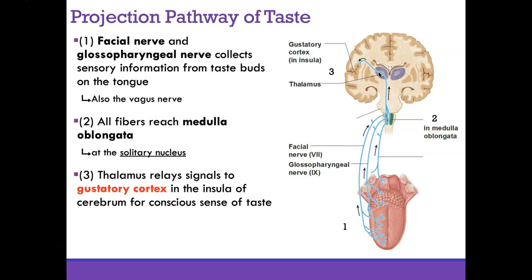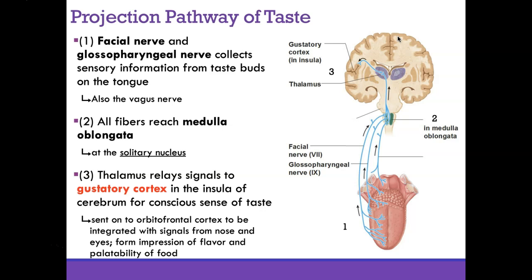And from the thalamus, it's going to relay the signal to the gustatory cortex of the insula. And that's where we perceive taste, in the insula. And then from there, those processed signals get sent to the orbitofrontal cortex, where they get integrated with the olfactory signals and also our visual signals, where we understand what we're tasting.